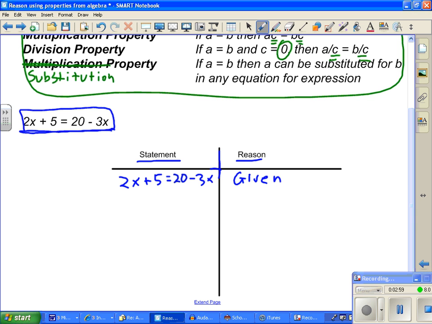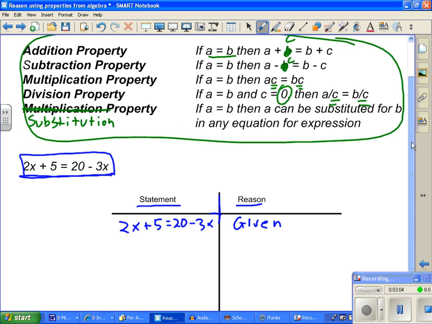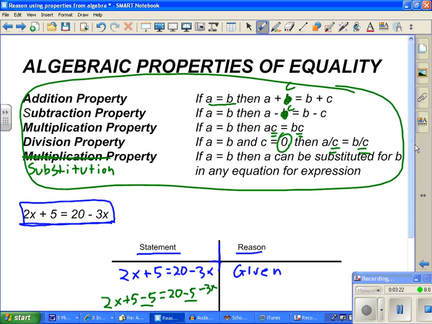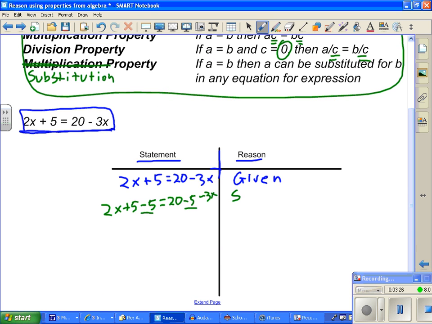Now, we're going to go through and use these properties from up here. What's the first thing you do to solve this? Well, first thing I do is subtract 5 from both sides. So we have to write that down. 2x plus 5 minus 5 equals 20 minus 5 minus 3x. Notice I'm subtracting 5 from both sides. Well, what property was that? That was the subtraction property. So that's our reason. That's the reason we can do that. Subtraction property.